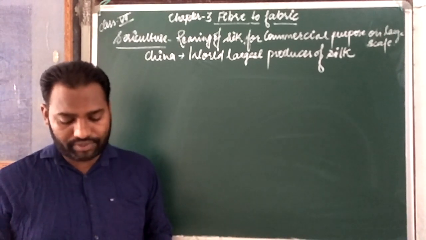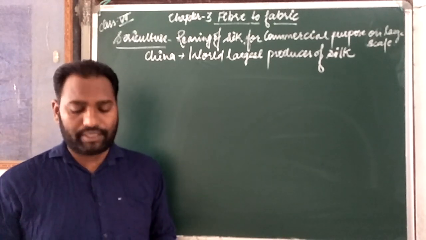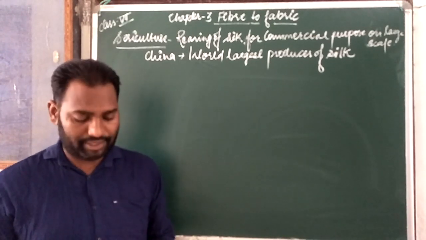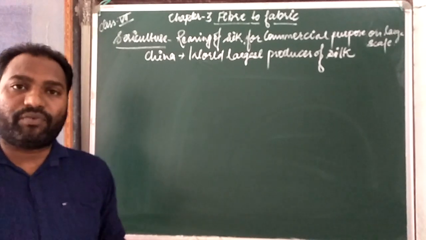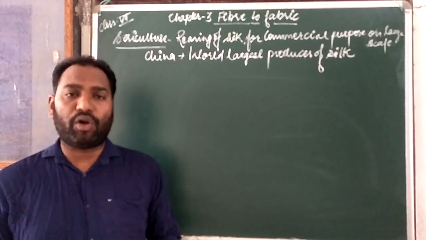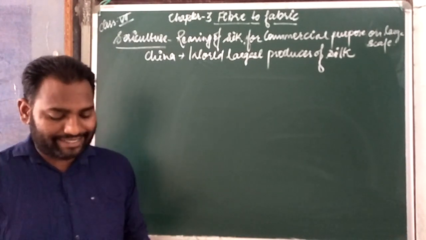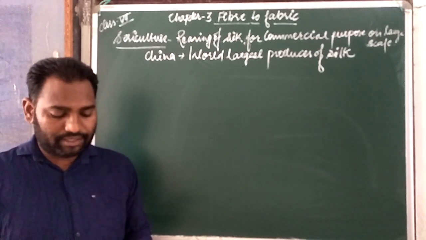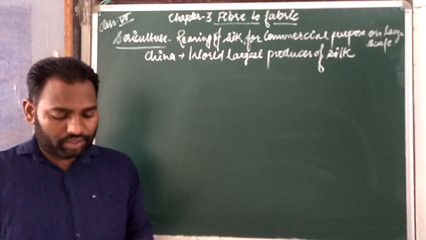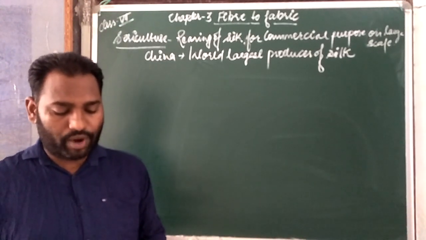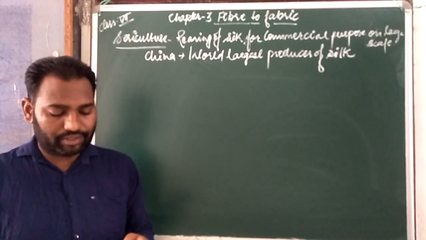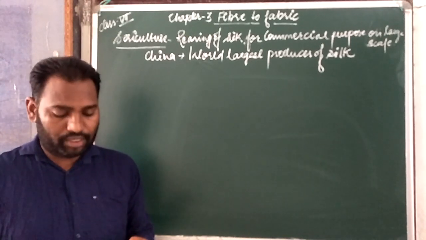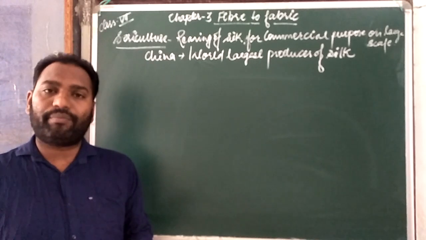The exact date of discovery is not known, but it is the 27th century BC. BC means before Christ, and AD means anno domini. According to a Chinese legend, silk was discovered by Empress Xi Ling Shi. She was asked by the Emperor Huang Di to search for the reason that was damaging the mulberry leaves in the palace garden.